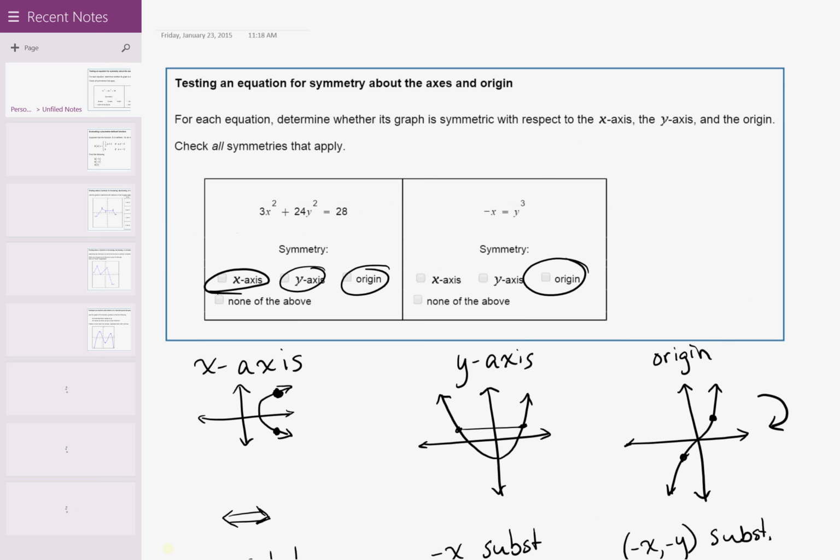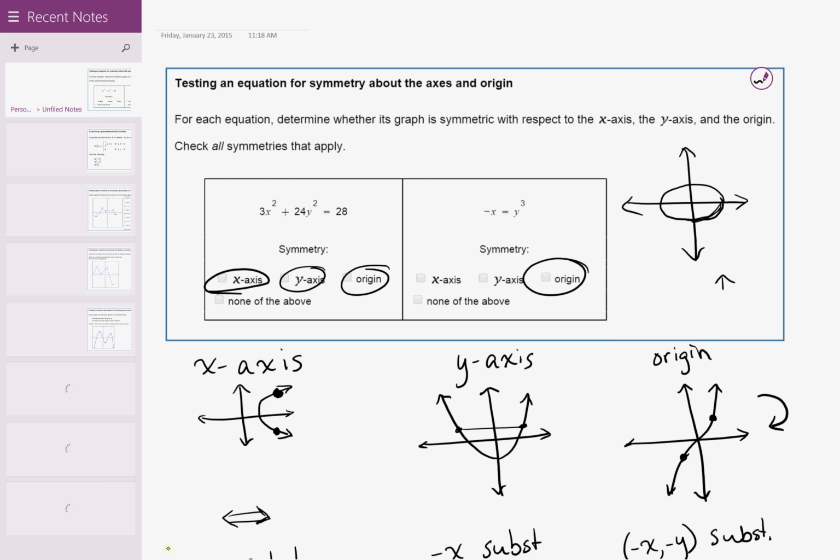We have not talked about how to graph this, and we don't in college algebra. We do learn that in pre-calculus, but I want to show you what that graph actually looks like. This is the graph of the first equation, 3x squared plus 24y squared is equal to 28, and it's an ellipse that is oriented that way, as opposed to being taller than it is wide.